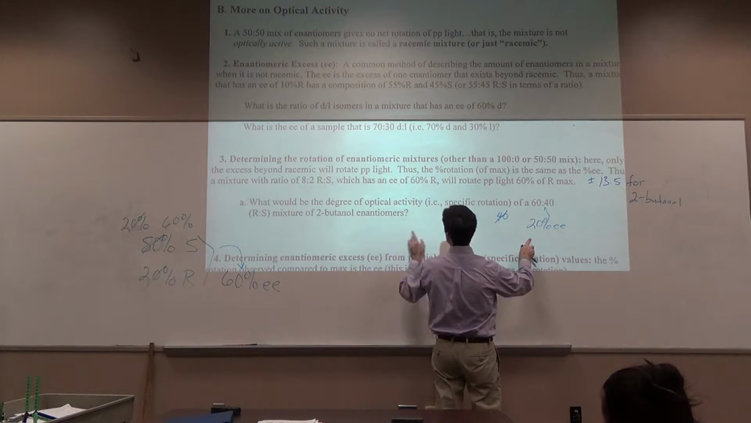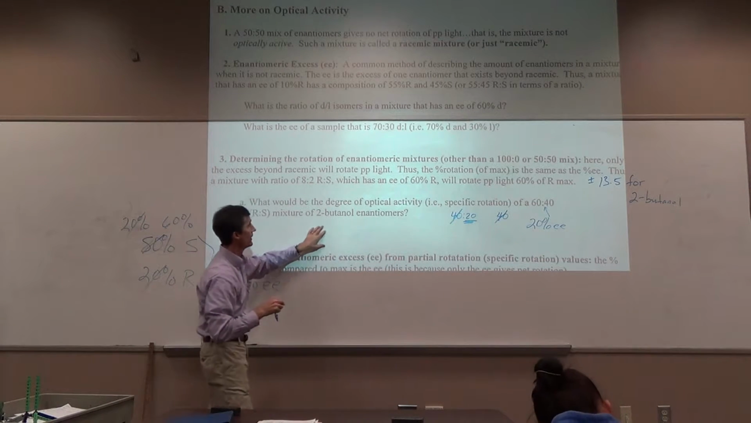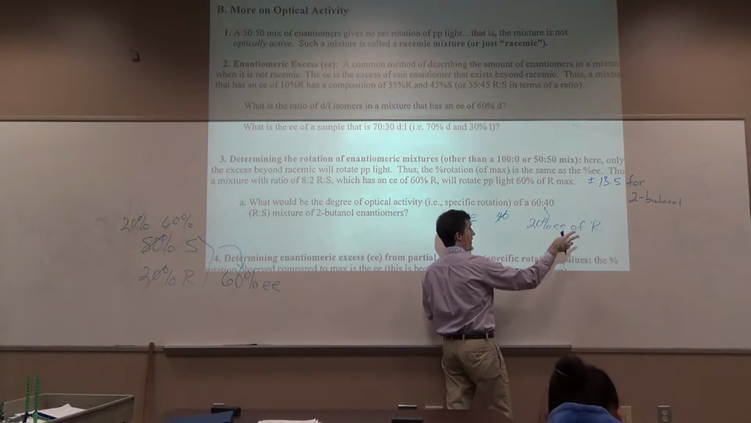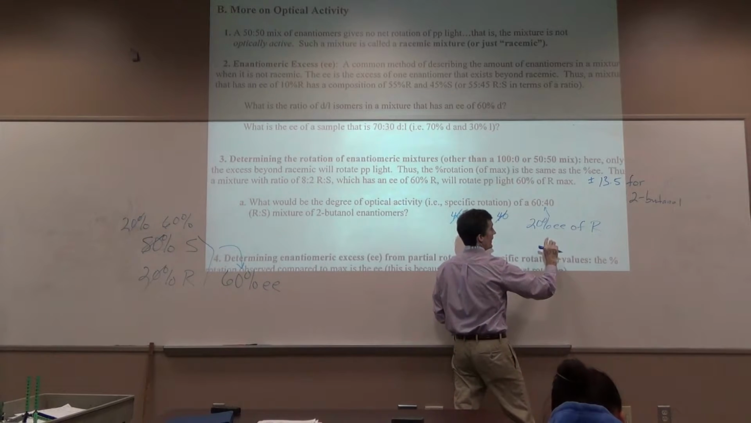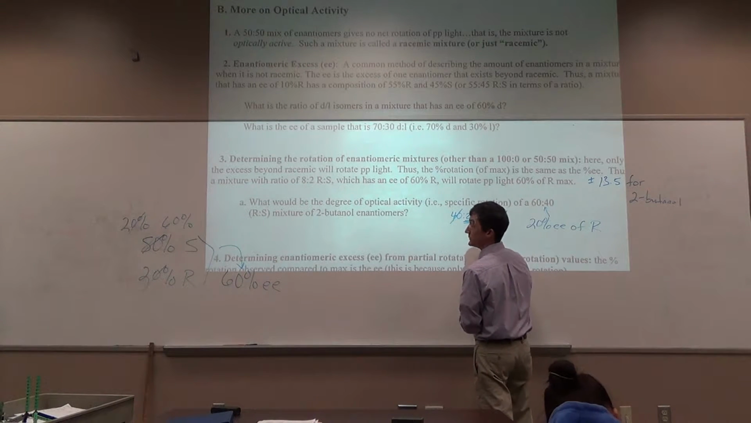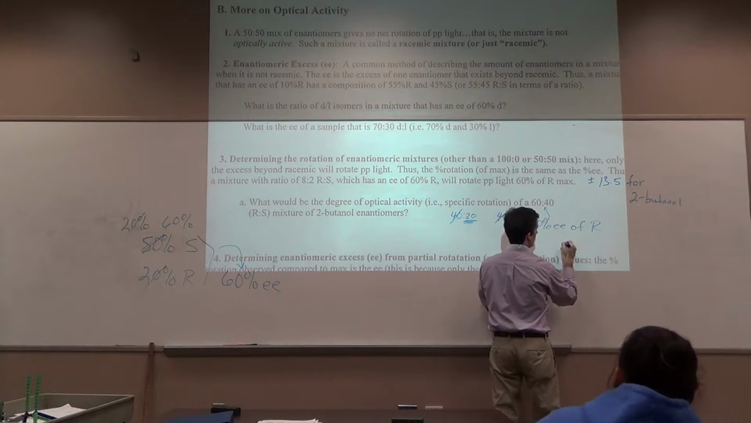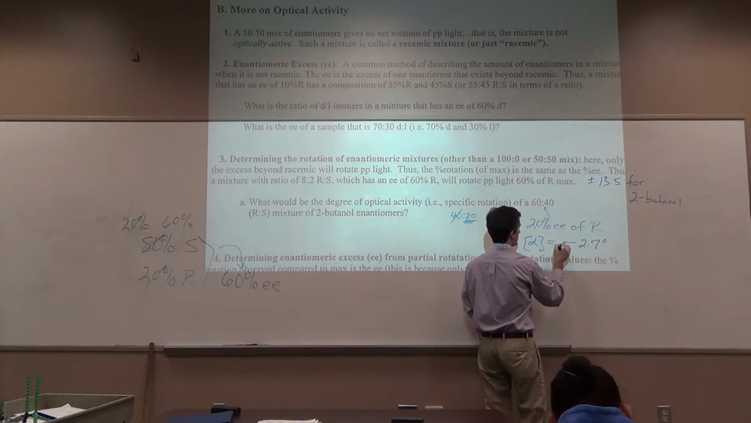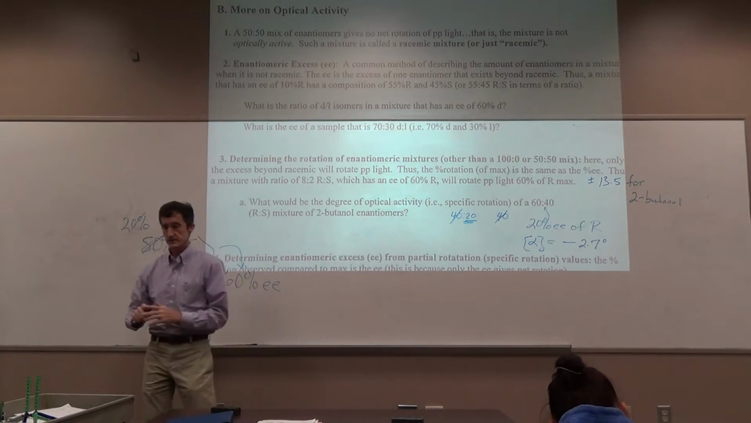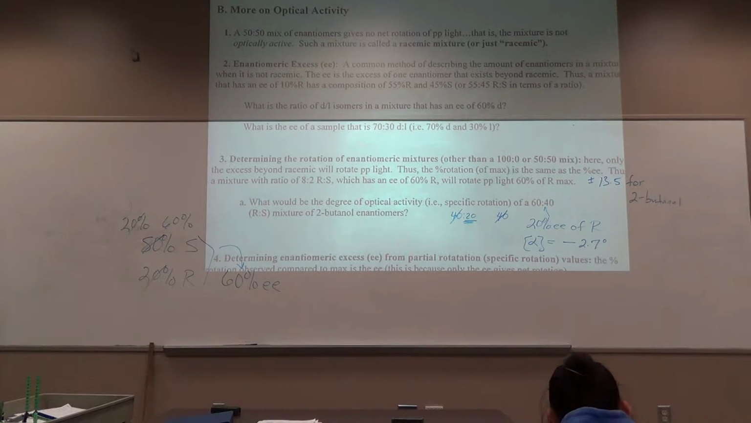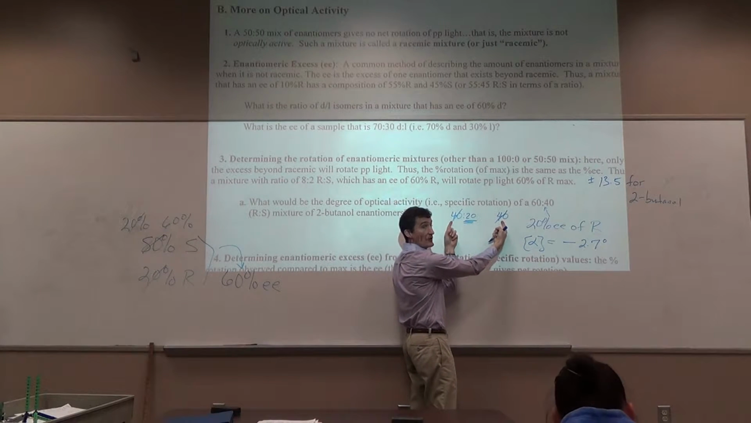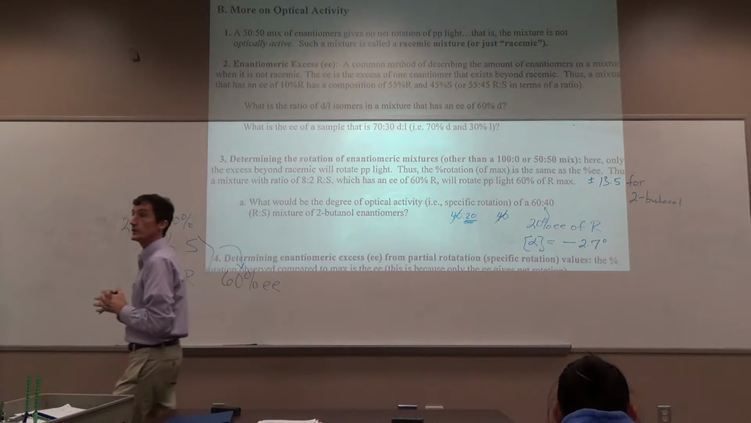Good. We've got to look at the sign, because what's the major one here? R. 20% EE of R. Don't forget which one you're talking about. R is the major one, the one that's in excess. R was negative 13.5? So this should be negative 2.7. So that mixture should give a specific rotation of negative 2.7, which is 20% of max. Again, because the 40s cancel each other out in terms of the rotation.